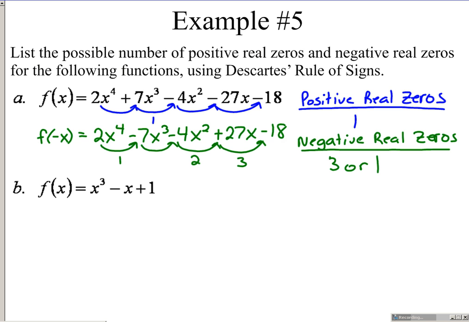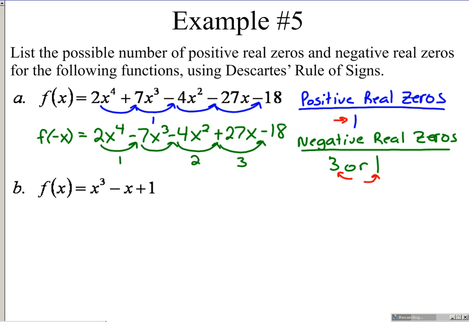You keep subtracting 2 from that until you get down to 1 or 0. Those are all of the different possibilities. So we know just from this that this function is going to cross the x-axis once on the positive side and either 3 or 1 time on the negative side. We don't know for sure until we investigate the graph more.